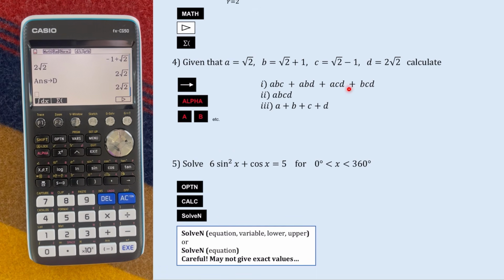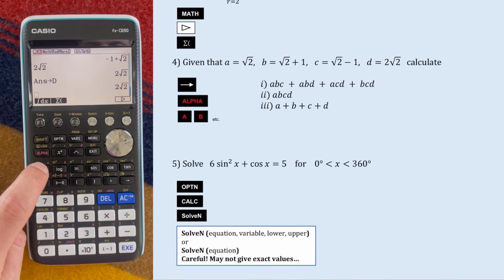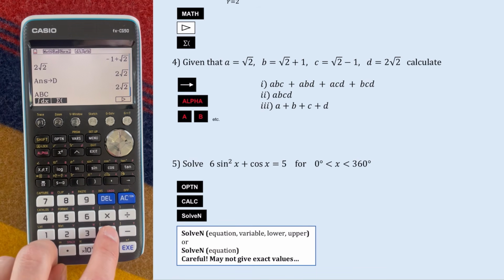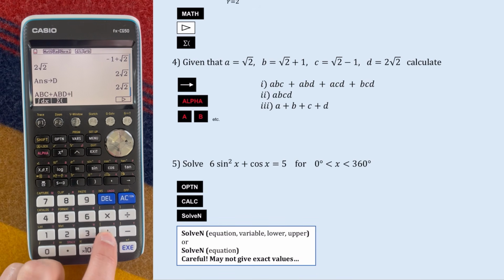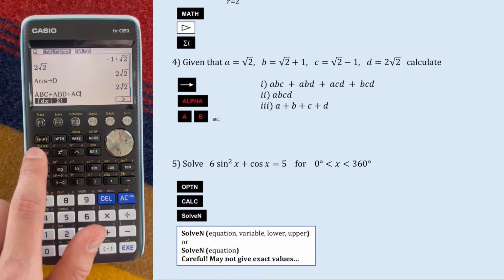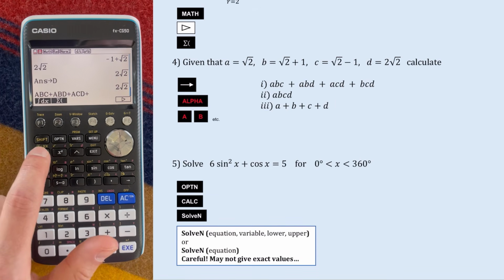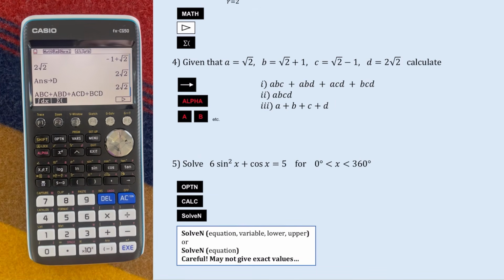Okay, so now I want to perform these calculations that we've got. I'm going to do A, B, C. So I'm going to do alpha A, alpha B, alpha C, plus alpha A, alpha B, alpha D, plus alpha A, alpha C, alpha D, plus alpha B, alpha C, alpha D. And it's going to do all of those values stored into the calculator and calculate it for us straight away. So that one here is going to be 11 root 2.